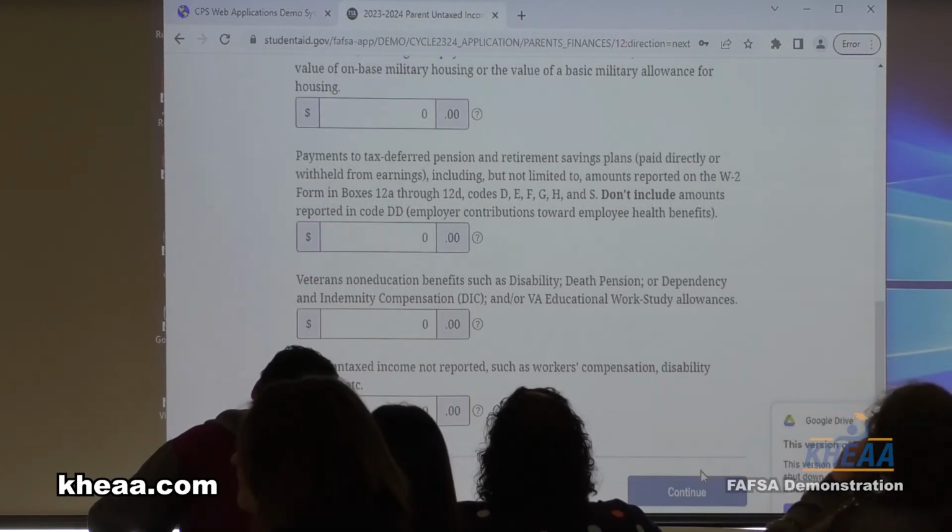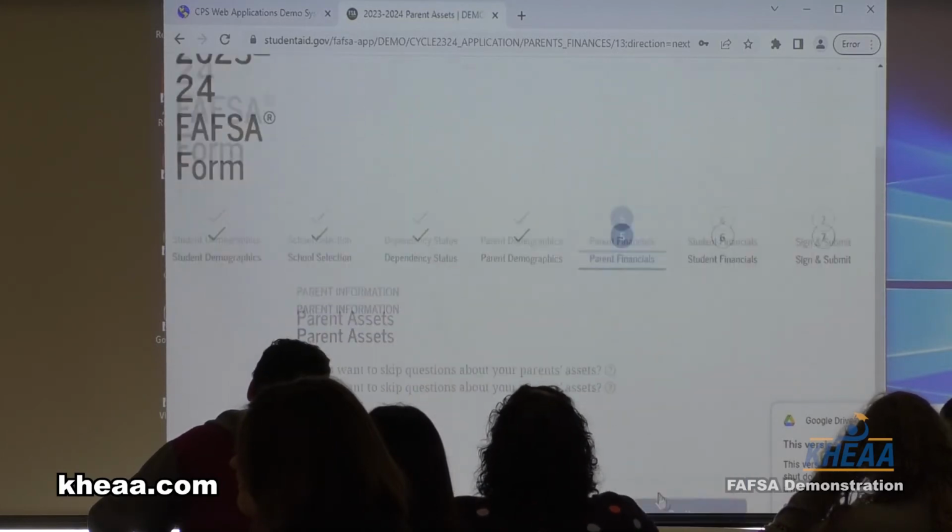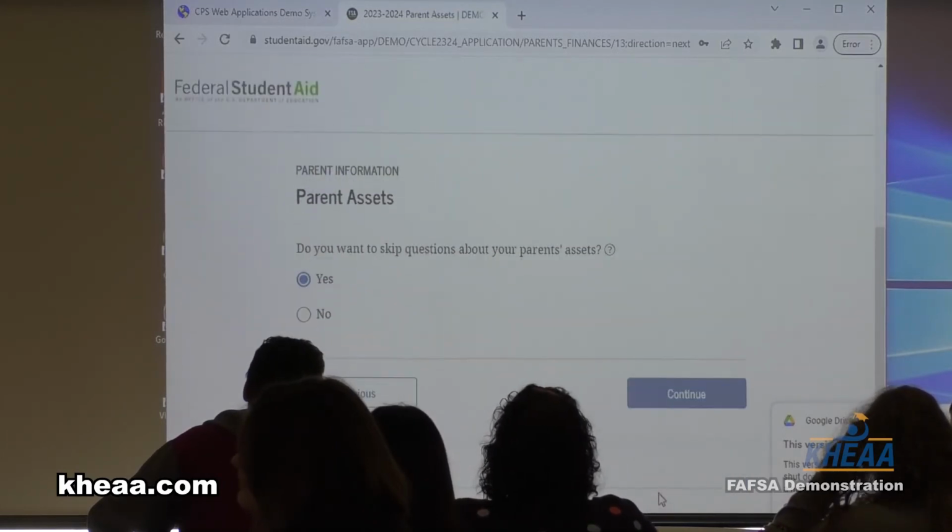Veterans non-education benefits such as disability. So for the last two, I just wouldn't put it on there. If you get disability, don't put it on there. Do you want to skip questions about your parents' assets?